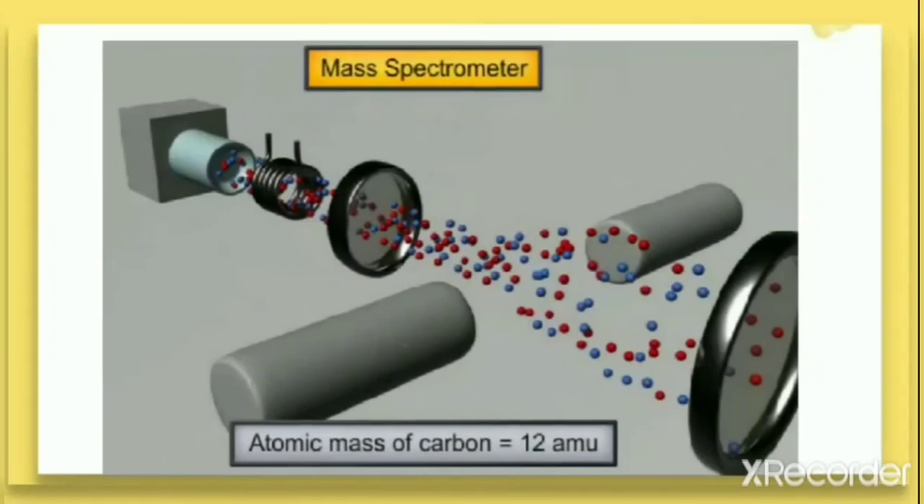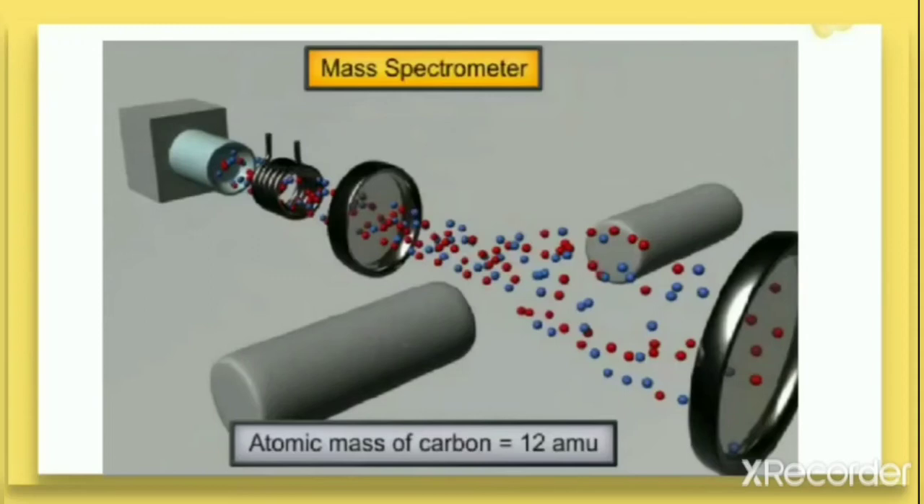Mass spectrometer. The atomic mass can be determined on an instrument called a mass spectrometer by comparing the mass of an atom with the mass of a particular atom chosen as a standard. C12, that is carbon 12 isotope, is taken as the standard. So by the use of this mass spectrometer, we can find out the mass of another atom by comparing with the mass of the carbon 12 atom, which is taken as standard.